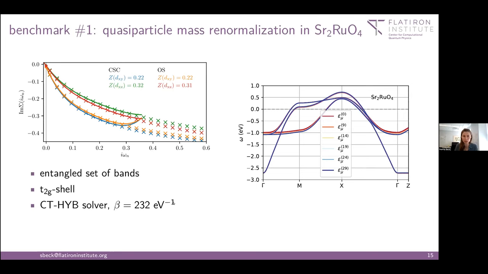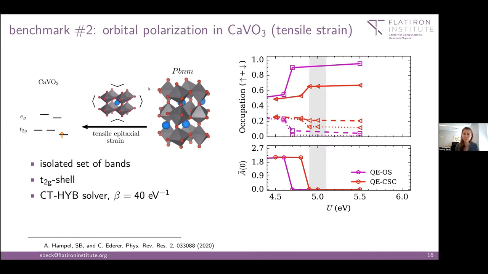I used CT-HYB at around 50 Kelvin. And then we can look at the imaginary part of the self-energy as a function of Matsubara frequencies. We can extract a quasi-particle weight from a fourth order polynomial fit and look at the slope at zero frequency. And you can see that for the dxy orbital, there's virtually no change whatsoever. And the change is also very small for the xz orbital. So really for this material, this effect is not so big. Actually, it's absent.